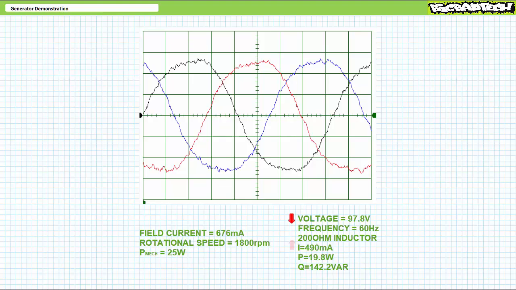Each inductive element draws roughly 490 mA of current, consumes roughly 6.6 watts of real power and 47 VARs of reactive power each, for a total demand of roughly 19.8 watts and 142 VARs. Experiencing this small increase in real power demand, the prime mover consumes 25 watts of mechanical power.